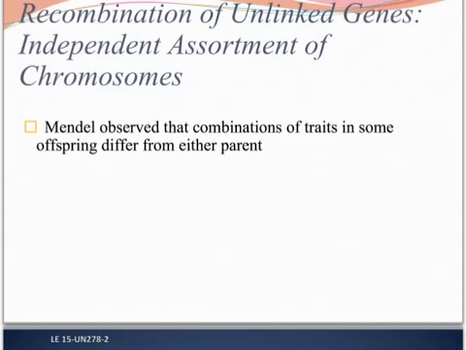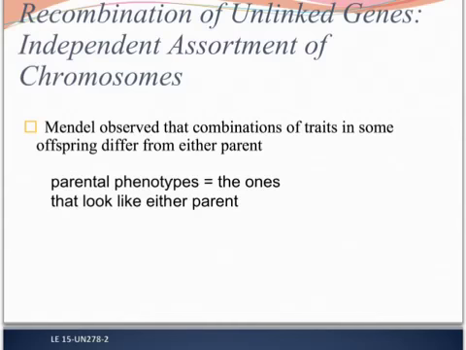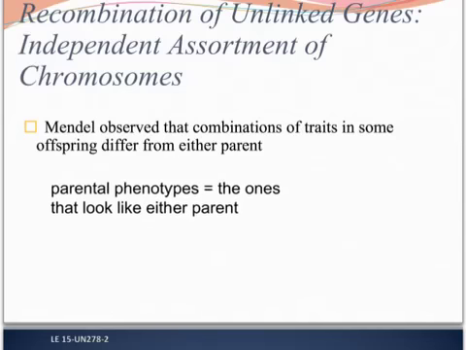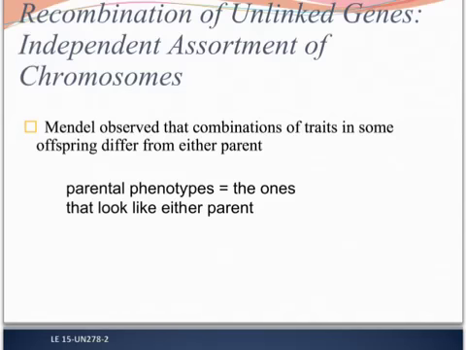Because Mendel himself observed that combinations of traits in some offspring differ from either parent. This is not a shock. Offspring with a phenotype matching one of the parental phenotypes, we call those the parental phenotypes. So the first thing you do whenever you do any type of recombination problem is you want to find the parental phenotypes, the ones that look like either parent. Doesn't matter if it's the wild type or the double mutant type, you've got to find the parental phenotypes, and you're going to count those up.